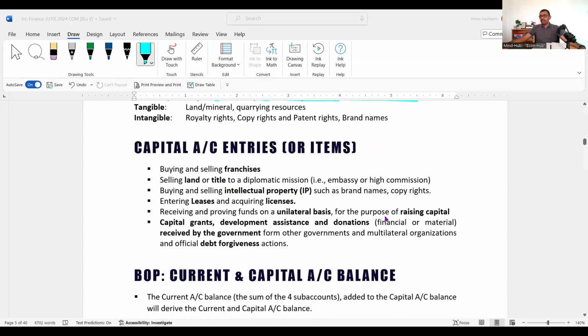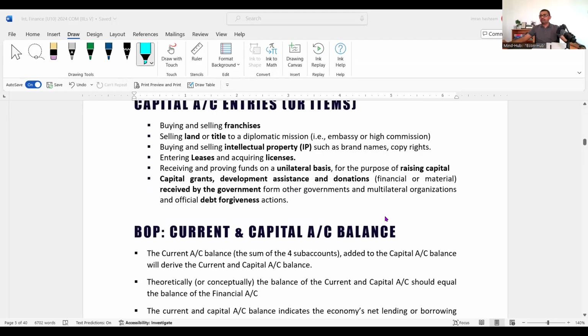Right. Then we have selling land or title of a diplomatic mission. For embassies, you have to sell the land, where they have to own the land on which the embassy is built. Get it? Then buying and selling intellectual property, IP, such as brand names, copyrights, things like that. Entering lease and acquiring licenses, right? Lease agreements and licenses.